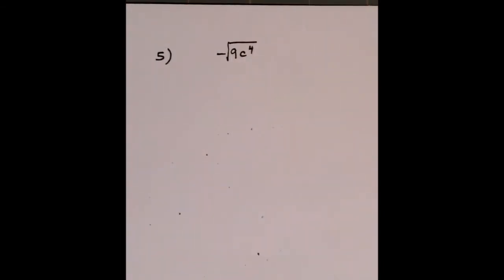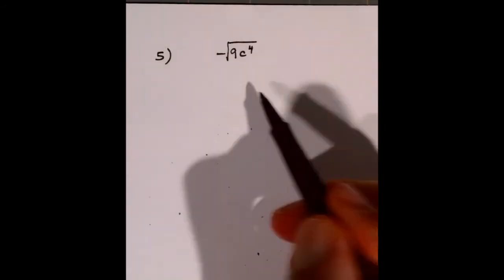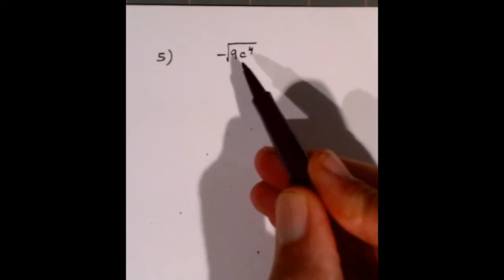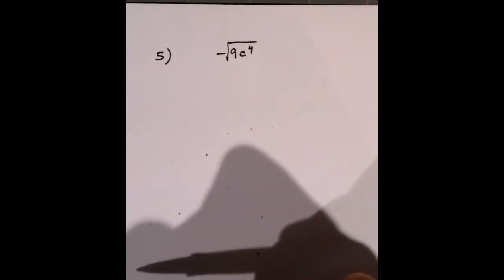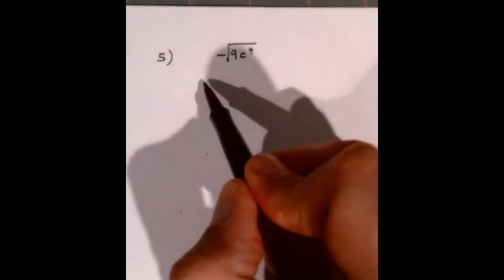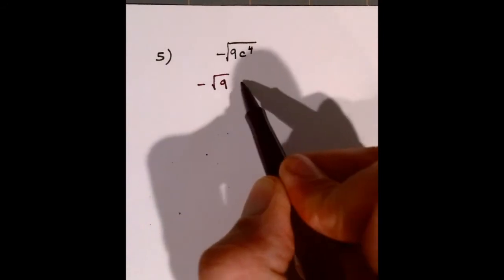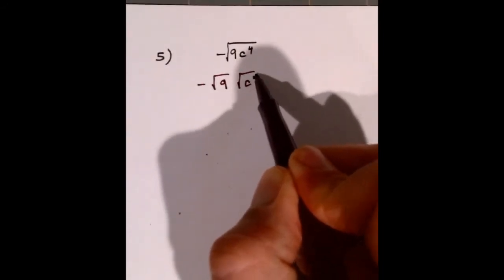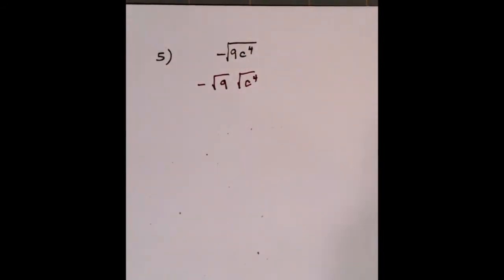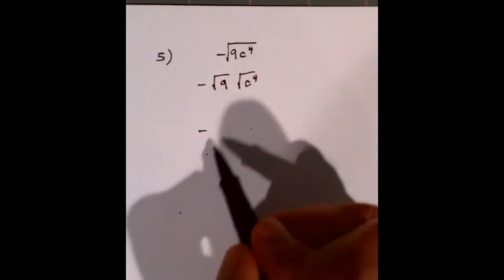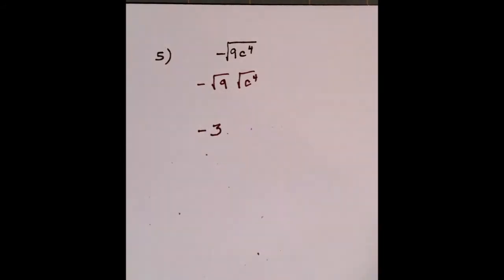So I'm actually going to go back to number 5, and I'm going to move on to, I think this is a purple, maybe it's a mauve. So I have negative root 9c to the 4th. This one is going to be equal to negative root 9 root c to the 4th. So negative, the square root of 9 is 3. And again, that should come into focus in a second.